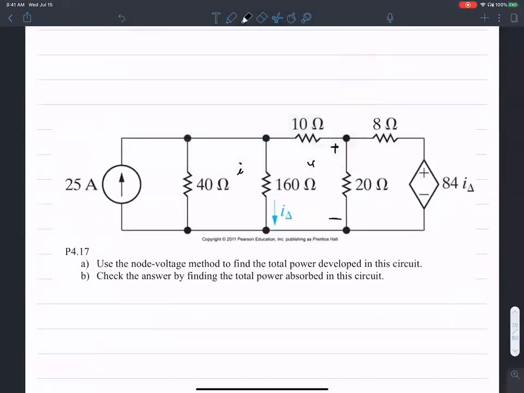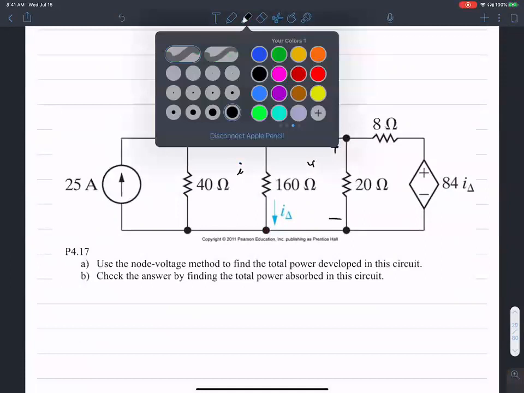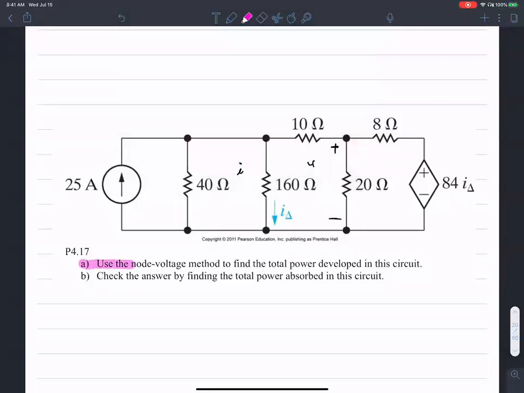You can ignore part B for now, although you can work on it as well. Begin by using the node voltage method to find the total power developed in this circuit, or use the node voltage method to arrive at all the different voltages and then move on to the total power delivered. Start by applying the node voltage method and find the expressions for voltage one, voltage two, and the different currents and voltages. So solve.